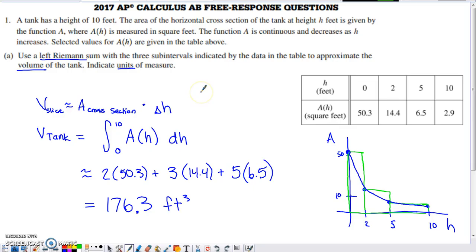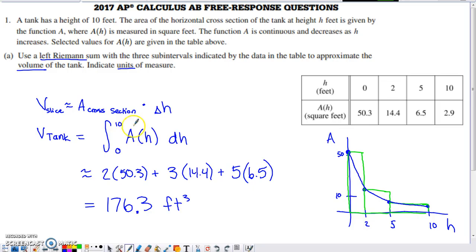Now part A asks us to use a left Riemann sum, 3 subintervals indicated by the data in the table, to approximate the volume of the tank, indicate units of measure. So what I did real fast, just to make sure I was on the right track, I thought about finding the volume of a slice of the tank. If I took a horizontal slice of the tank, to find the volume of that horizontal slice, I would need to know the area of the cross-sectional face of that slice, and then times the thickness of it, which is a tiny, tiny change in height. So that would be the volume approximately of one slice of the tank.